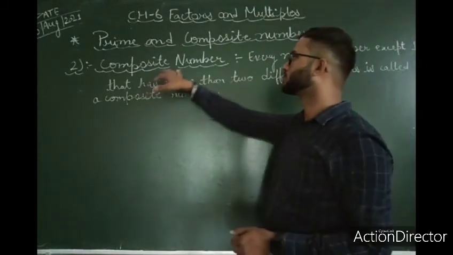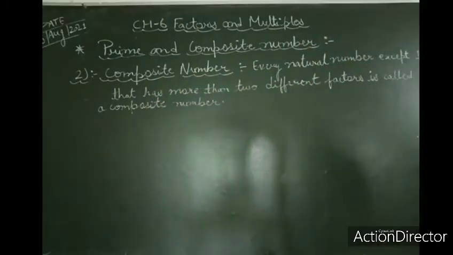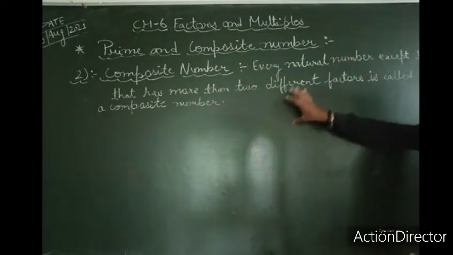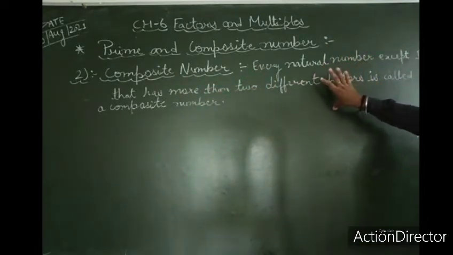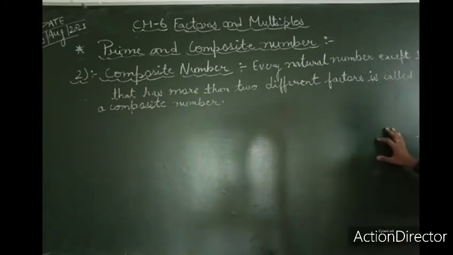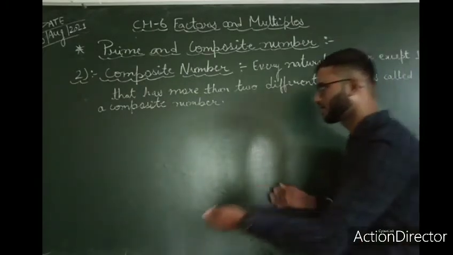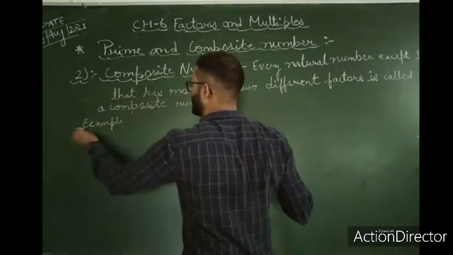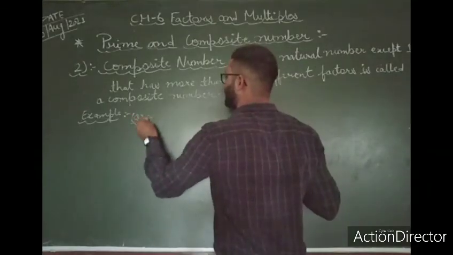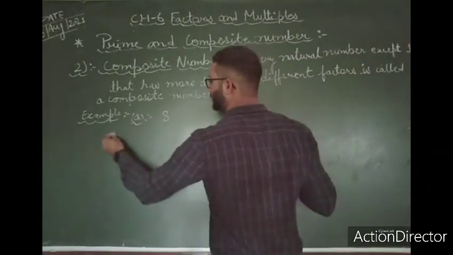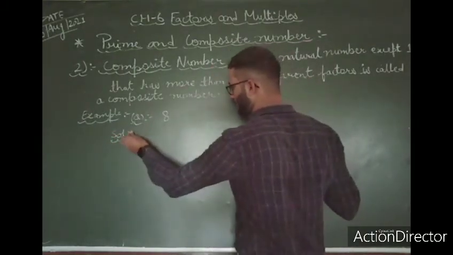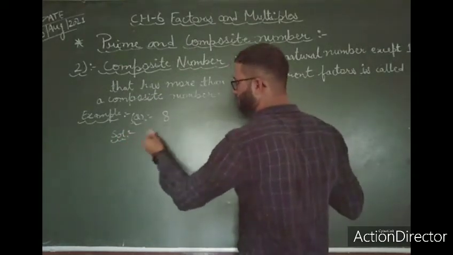Now we will discuss composite numbers. What are composite numbers? Every natural number except one that has more than two different factors is called a composite number. Here we take the example 8. Find the factors of 8, because 8 has more than 2 factors.